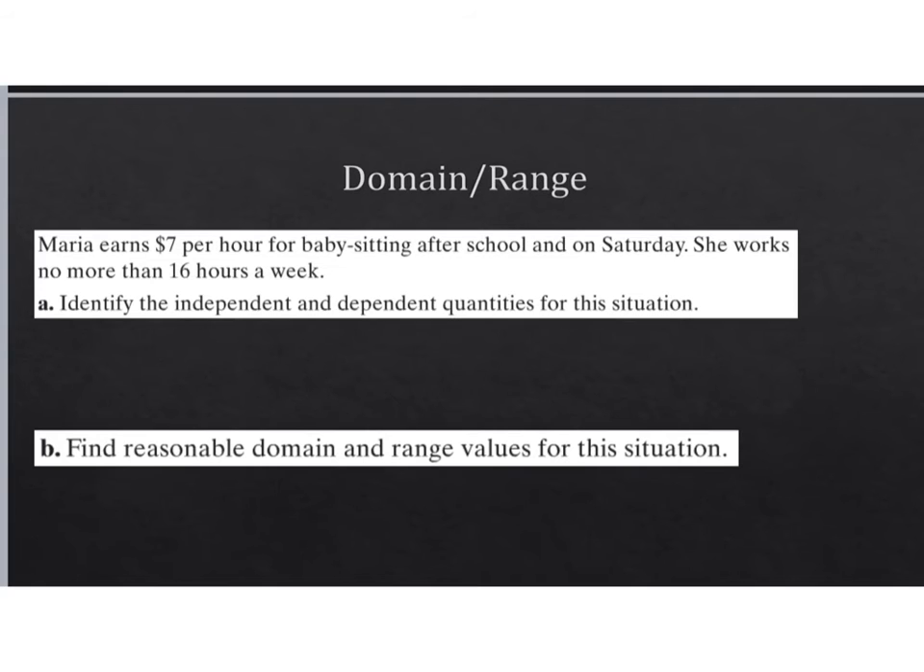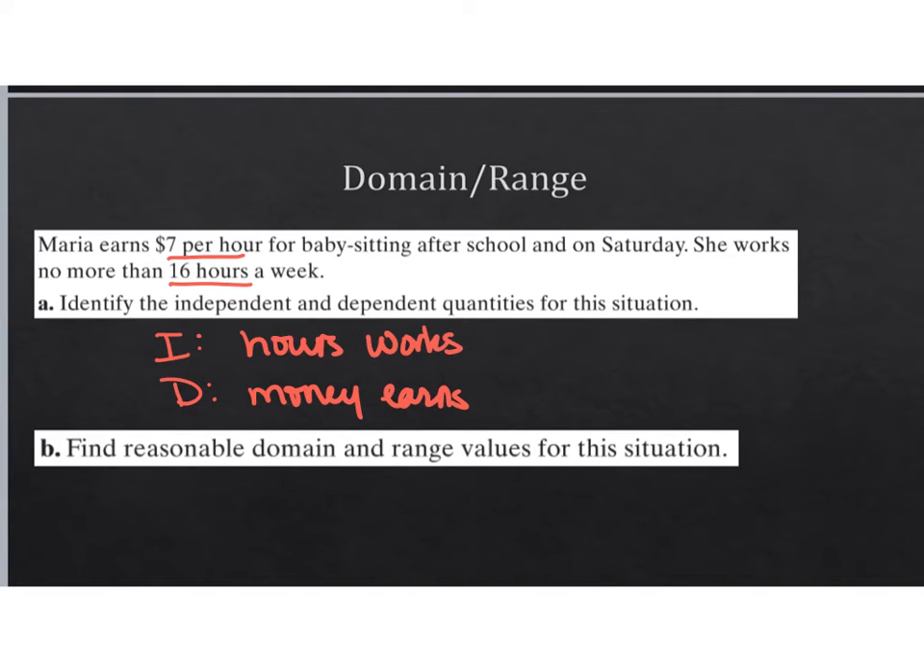So when we look at our next example, it says Maria earns $7 per hour for babysitting after school and on Saturday. She works no more than 16 hours a week. So we have to identify the independent and the dependent quantities. So her dependent is going to be the amount of money that she earns. So the money that she earns is going to depend on the hours that she works.